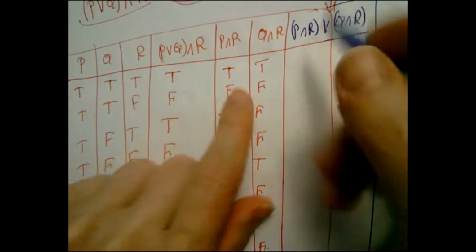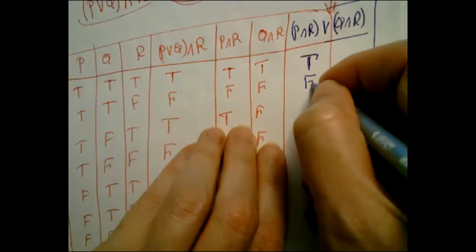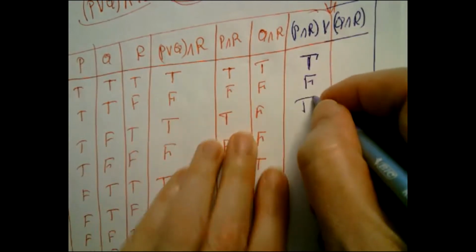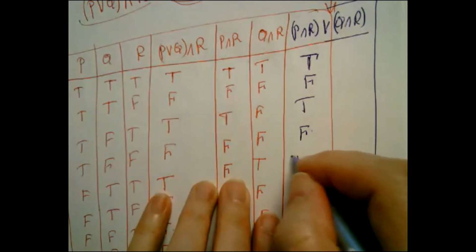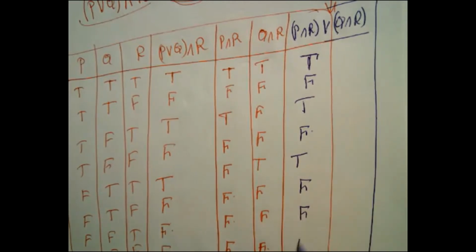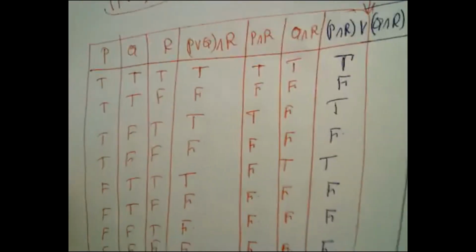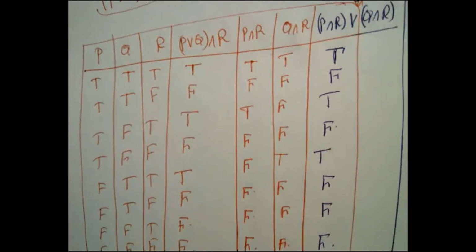So the OR, that's an OR. So that's a true. That has to be false. That's an OR, that's a true. This has to be false. That's an OR, so that's a true. This has to be false. This is false. And this is false. And this would give me the following.